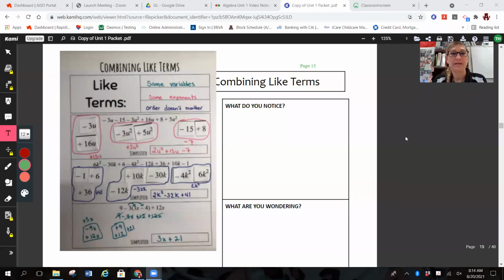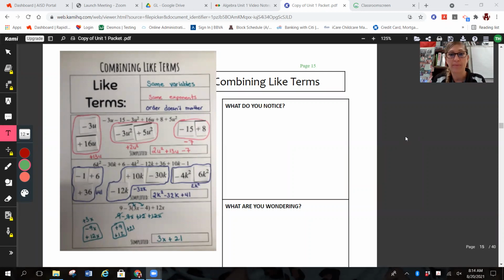Good morning, everybody. Today we're going to talk about page 15 of the packet, combining like terms, simplifying expressions. We'll also do page 16, which is simplifying expressions, the distributive property. So page 15, which is combining like terms, you're given a copy of the notes.